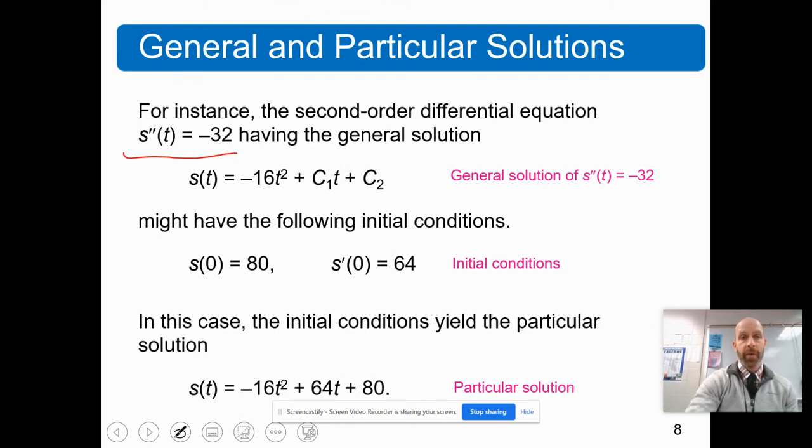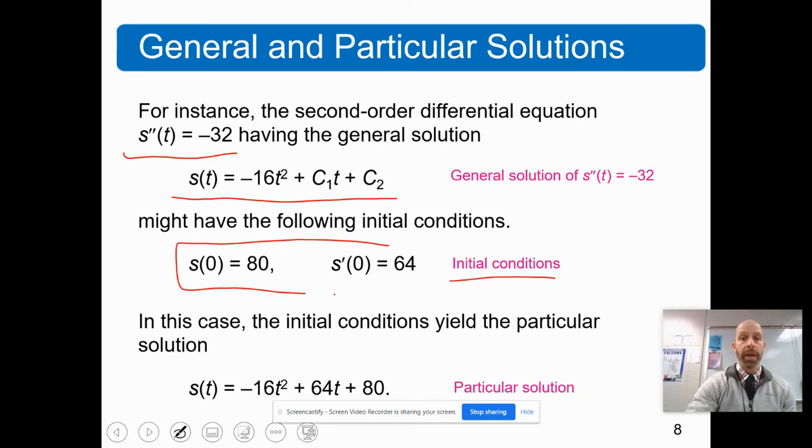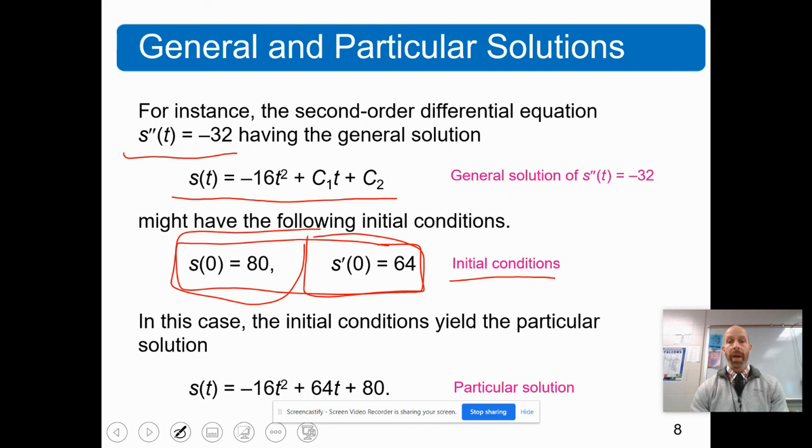Going back to the second derivative of s, that's a position function. The second derivative of s equals negative 32. We could find the general solution, which turns out to be s of t equals negative 16t squared plus c sub 1 t plus c sub 2. Suppose we have the following initial conditions. We know, for example, that s prime of 0 is 64 and that s of 0 is 80. We can then substitute this information into our problem to figure out that the particular solution for this differential equation is negative 16t squared plus 64t plus 80.